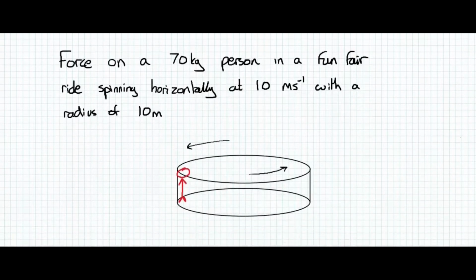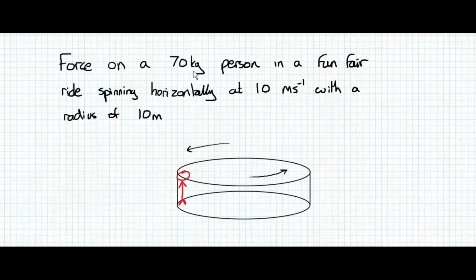So here's a question. Calculate the force on a 70 kilogram person in a funfair ride spinning horizontally, in the horizontal plane, at 10 metres per second with a radius of 10 metres. The diagram's been started for us here, but we can add to it. Let's add our radius from the centre to the person. And we know that our centripetal acceleration will be in the opposite direction, from the person to the centre. That will be the resultant acceleration if the person is moving in a circle. And in this case, there's nowhere else the person can move. They are in a circle.